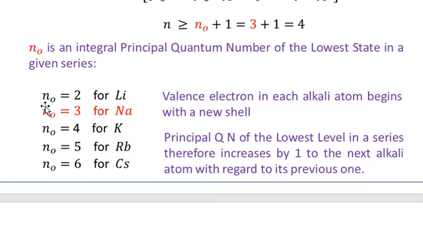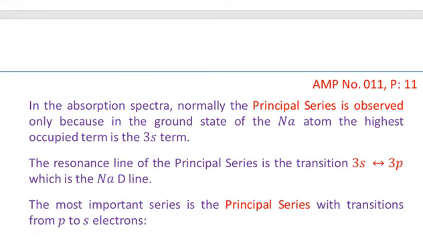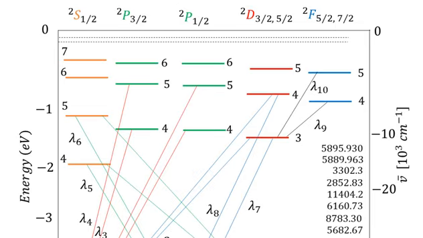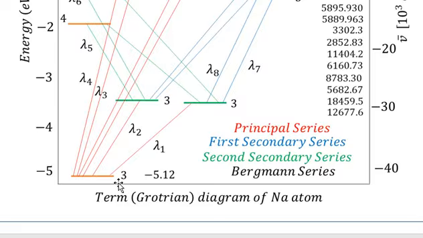And you know that, let me show you, n naught is equal to 3 for the sodium atom in the previous spectra, so that you can identify the things. For example, here this is the sodium, and you know that the lowest level here stands for n naught equal to 3.